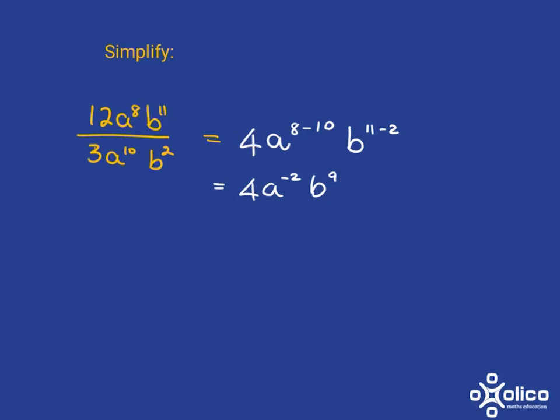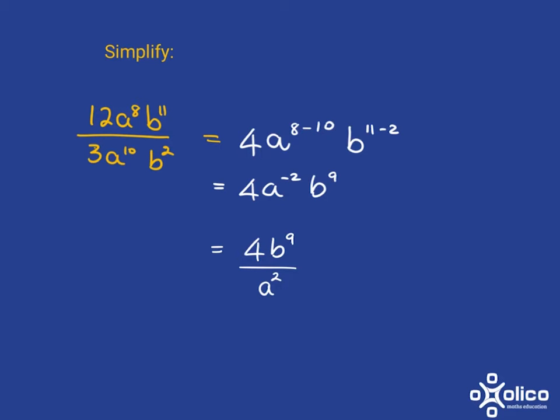like that. Sometimes they like to ask you to give your answer with positive exponents only, in which case you'll leave the 4 where it is, you'll leave the b to the 9 where it is, because those have got positive exponents, but you'll know that a to the minus 2 simply means 1 over a to the 2, so it will go to the bottom.